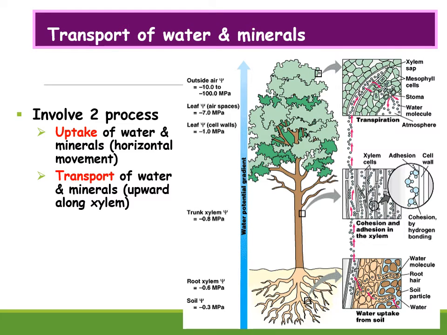Transport of water and minerals involves two processes. The first one is the uptake of water and minerals, which is where water moves horizontally from the soil into the root xylem, then followed by the transport of water and minerals, which is where water travels upward through the xylem to the leaf.